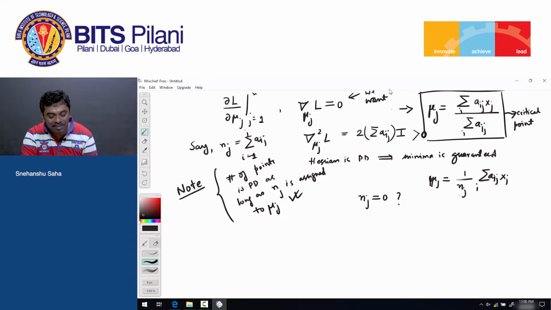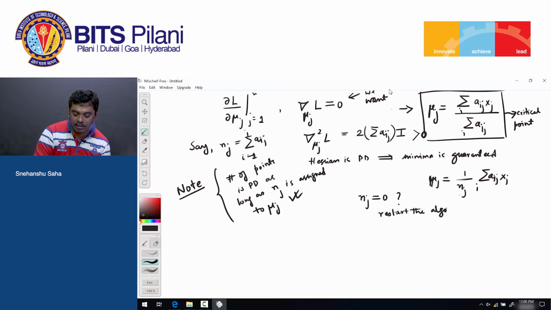So this assignment becomes invalid, right? When nj is equal to 0, which means the number of data points is 0, then this assignment becomes invalid. So what we will do is restart the algorithm. However, at least I haven't seen this happen when I try to do k-means clustering.